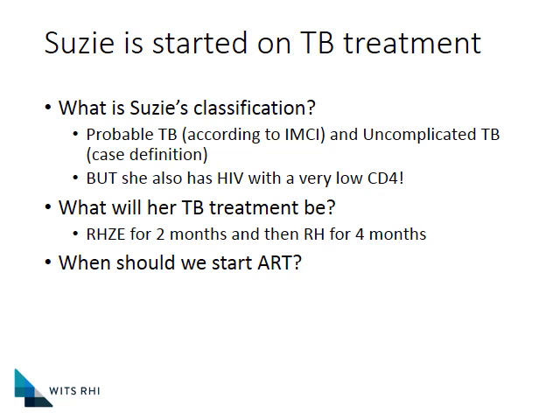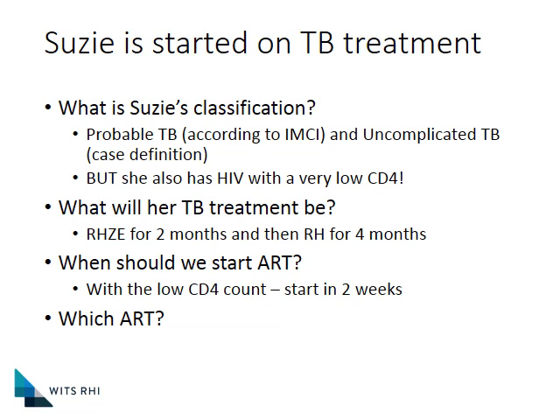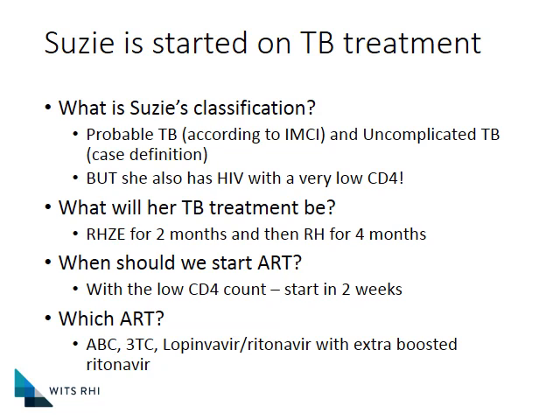How soon would you start the ARV? So again, her CD4 count is very low at 5%. It's under 15%. And we would therefore start the ARVs very quickly within 2 weeks after starting TB treatment. Which ARVs would we give? She's 5 months old. We're going to use abacavir, 3TC, lopinavir, ritonavir, and we're going to give her some extra boosted ritonavir.